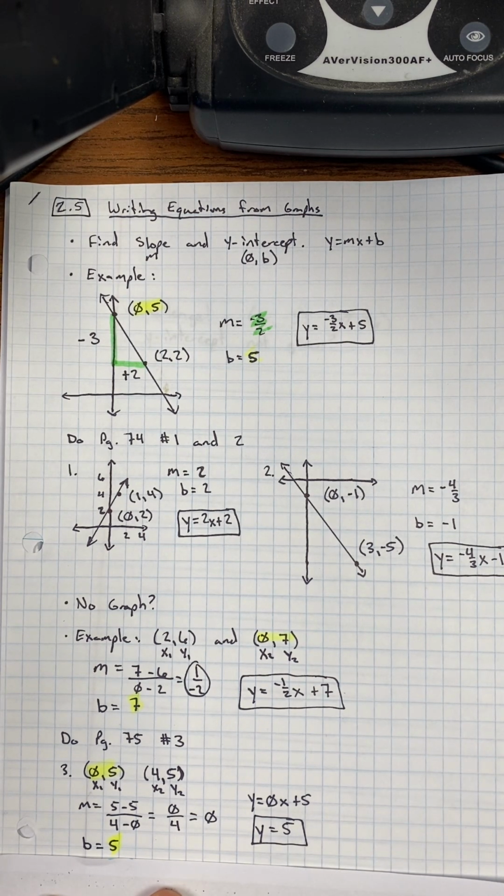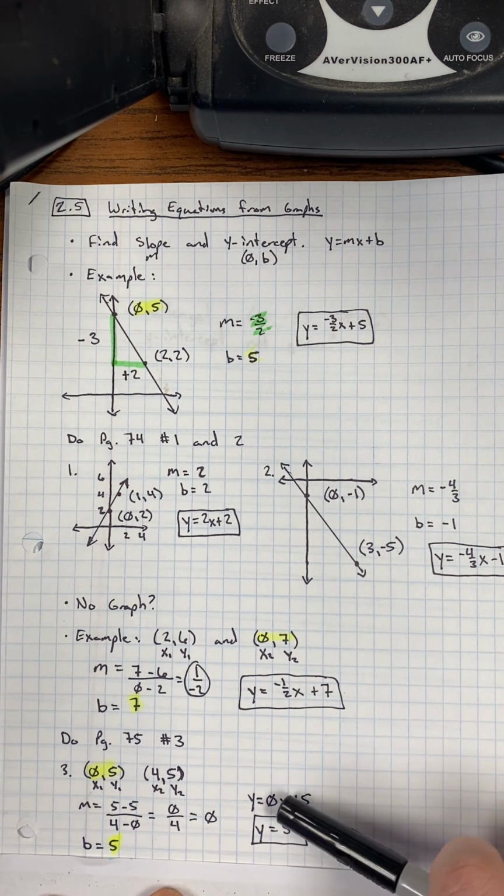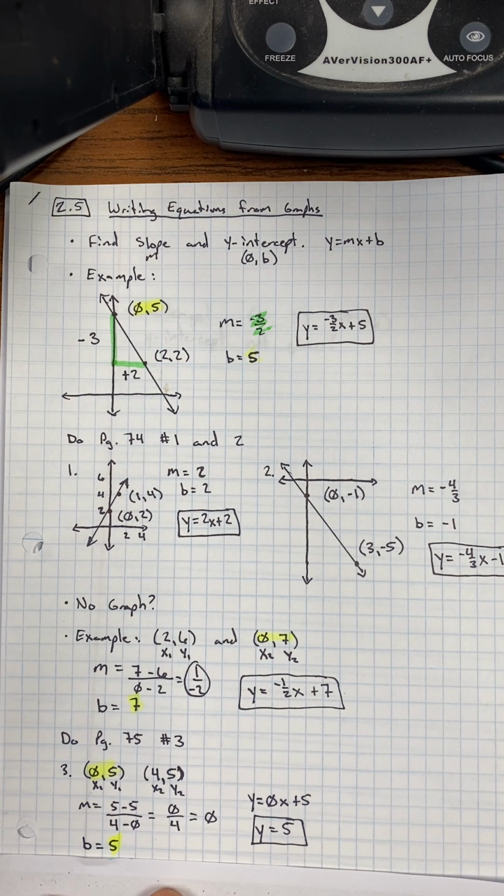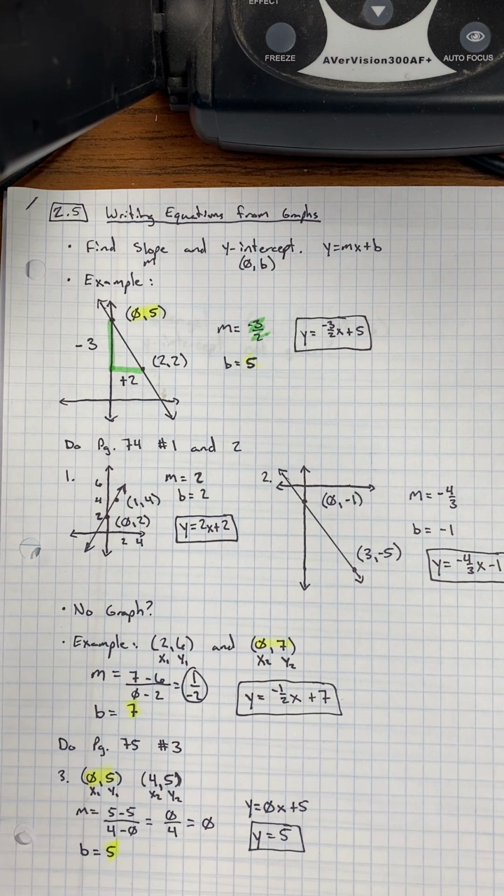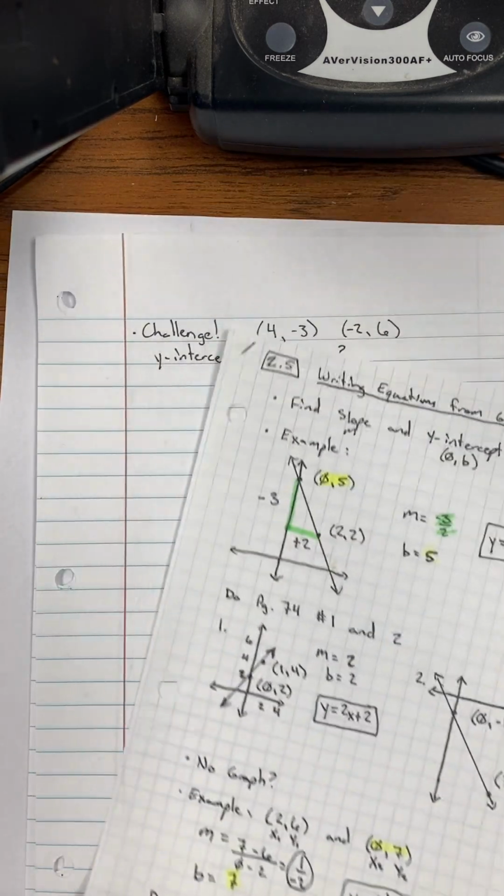Believe it or not, that's an equation. That still counts. So we're going to box that up. You do not want to write 0x into this answer. You're going to get rid of it as soon as you see a 0. Okay? All right. So that's it for that section.